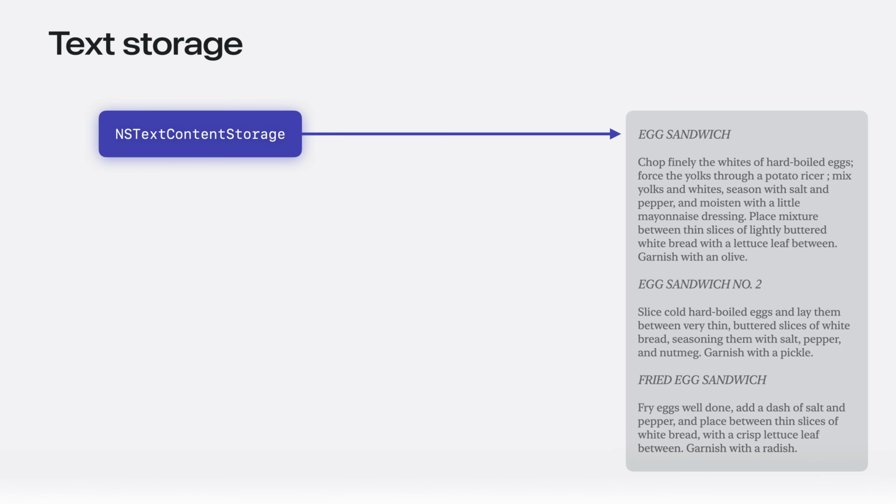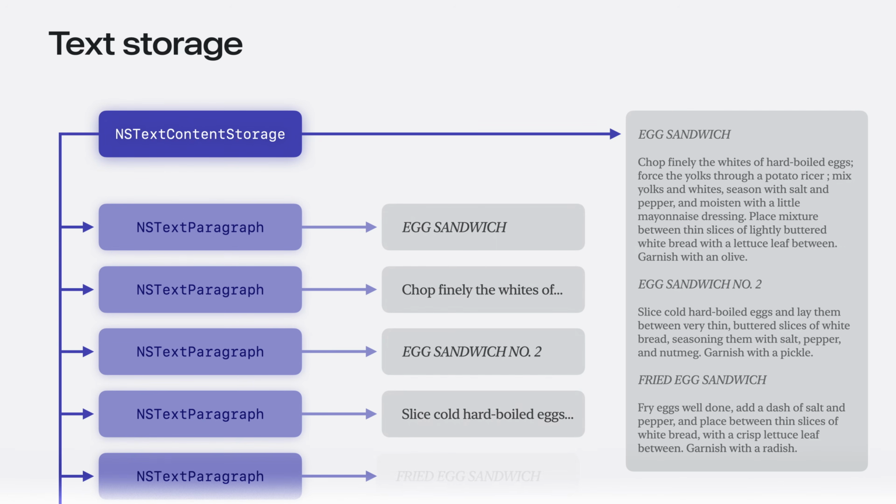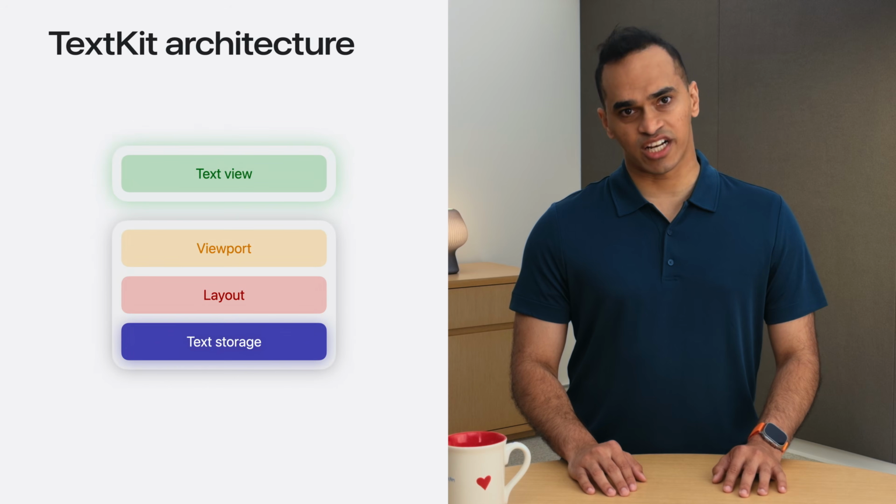Text content storage is responsible for breaking this attributed string into paragraphs. For this example, the text content storage creates NSTextParagraph objects for each paragraph of the underlying attributed string. NSTextContentStorage and NSTextParagraph are concrete types that work with NSAttributedStrings. If you have a different backing storage type, you can write your own subclasses of the corresponding abstract classes, NSTextContentManager and NSTextElement. Okay, that was the text storage layer.